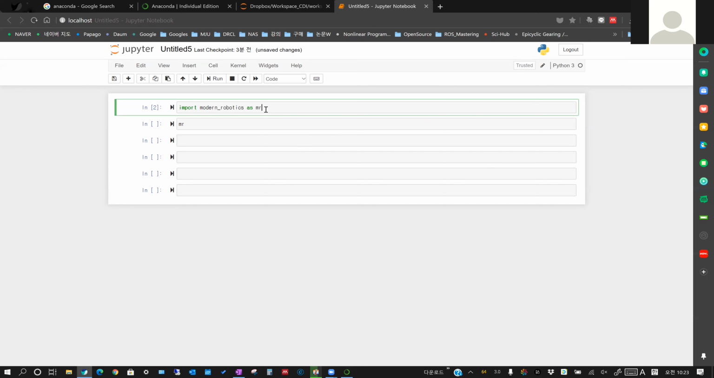So when you use the modern robotics library, you can type it as mr, and this word can be changed as you want. And okay, the first thing you should know is how to use the modern robotics library.